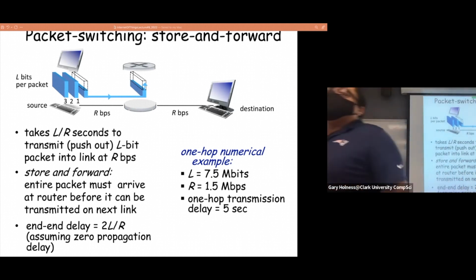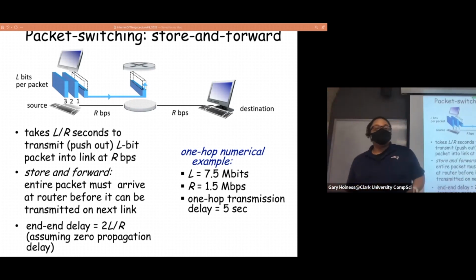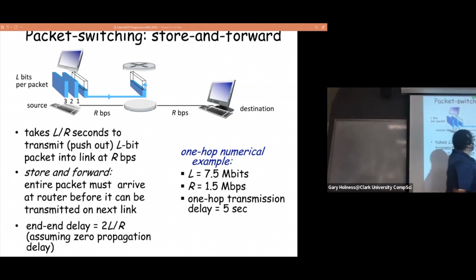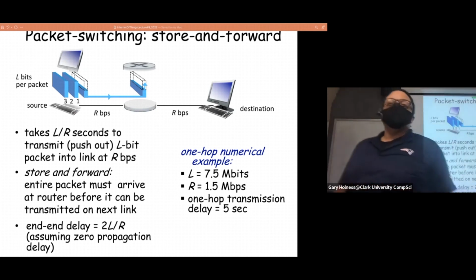And so if L over R is the transmission delay, the end-to-end transmission delay is going to be 2 times that: L over R for the delay across the first leg, and L over R for the delay across the second leg. But wait, there's more, to use the infomercial.